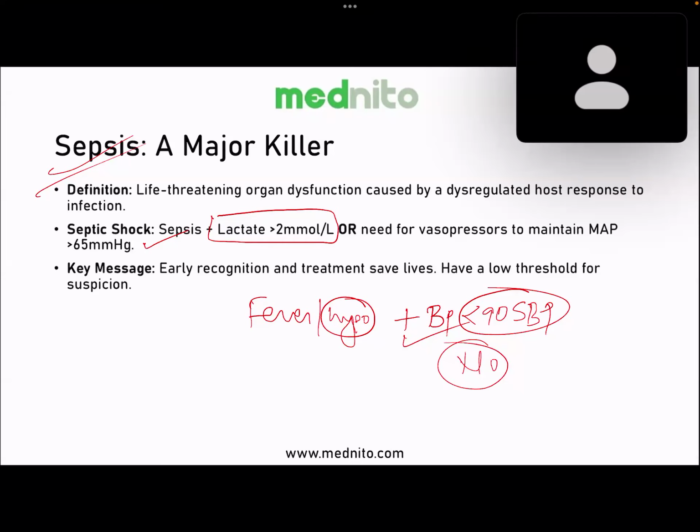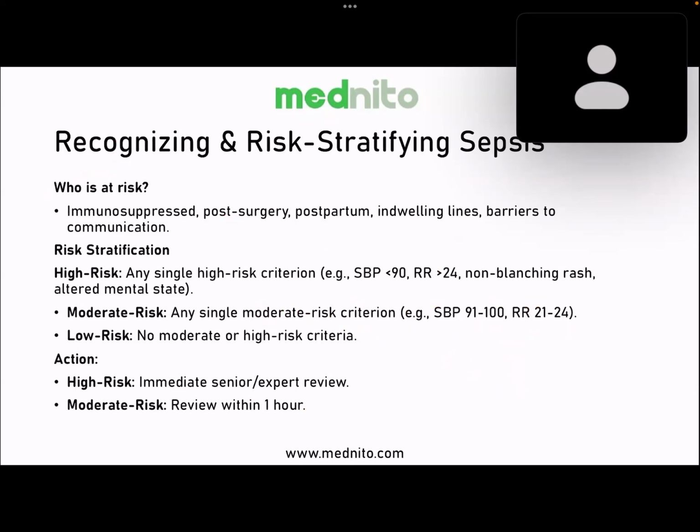First most important thing, when in doubt, treat sepsis. When in doubt, treat sepsis. You'll have to chant. When in doubt, treat sepsis. That's it. All right.